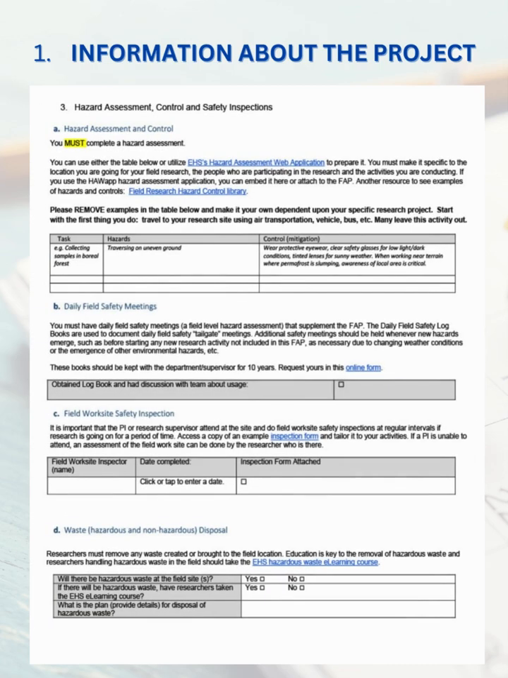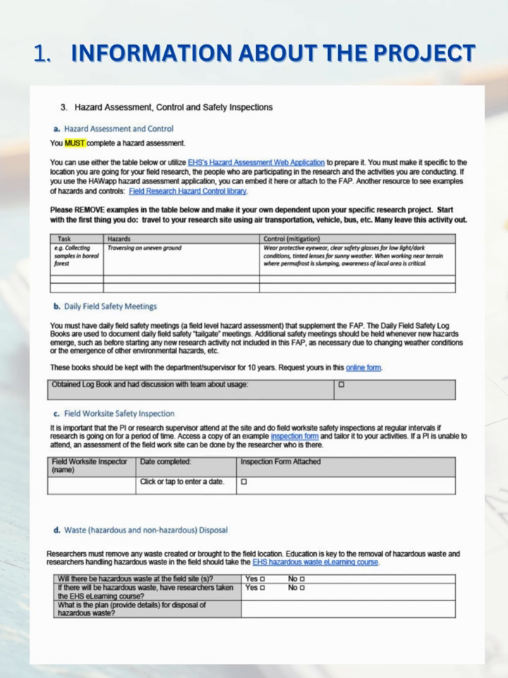Section 3. Hazards and controls. This is a crucial component of the FAP that every group member must be aware of. Hazard assessment is a requirement under any occupational health and safety legislation. HSE has tools available to help, like a web application available to University of Alberta personnel, a table in the FAP, and the Field Research Hazard and Control Library.